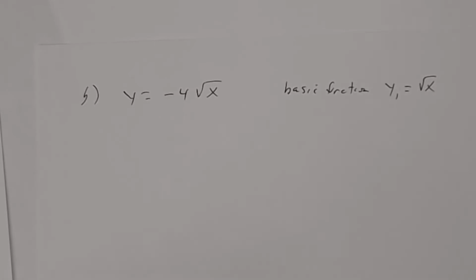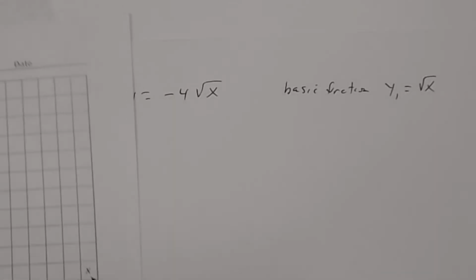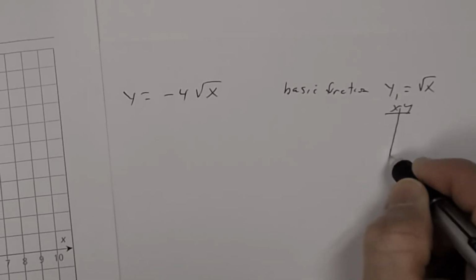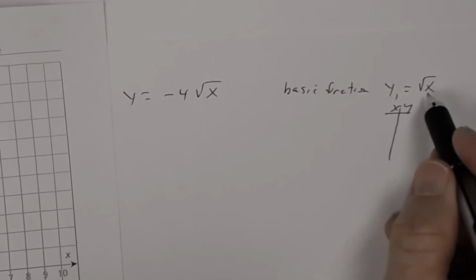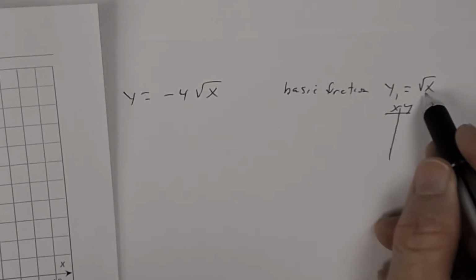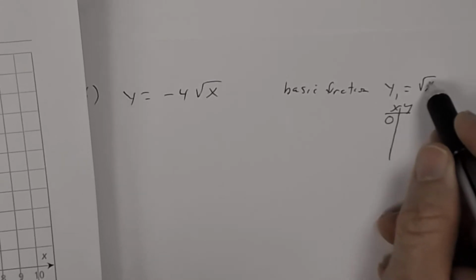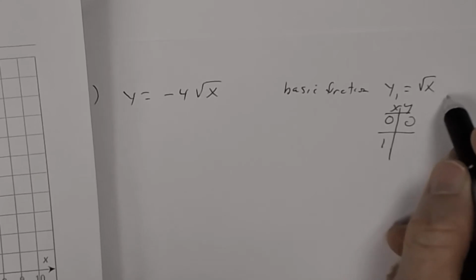Now remember though, and you may have forgotten this, you can only take the square root of a positive number. So when I do that t-table here, you're going to notice that I'm going to use positive numbers and 0, because the domain is any real number greater than or equal to 0. You can't take the square root of a negative number and get a real number. So if x is 0, what's the square root of 0? 0. If x is 1, what's the square root of 1?